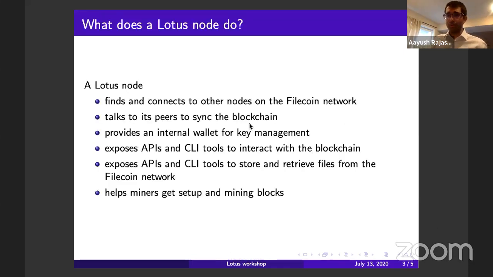Very quickly, what is Lotus? What is a Lotus node? What does a Lotus node do? These are the 6 big points. Lotus is what will help you find everyone else on the Filecoin network and connect to them. Based on those connections, it figures out where the blockchain is at and then syncs the chain as required. And then it provides a bunch of tools to interact with the blockchain itself. This is your standard Ethereum-style things: send messages, query chain height, all of that fun stuff.